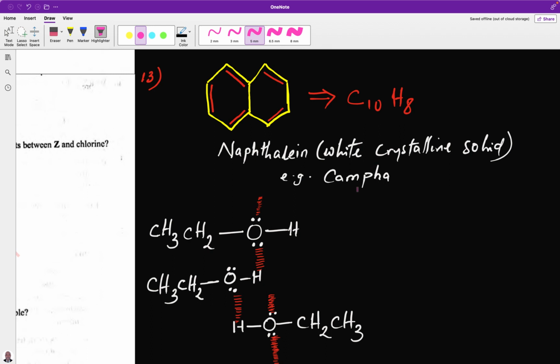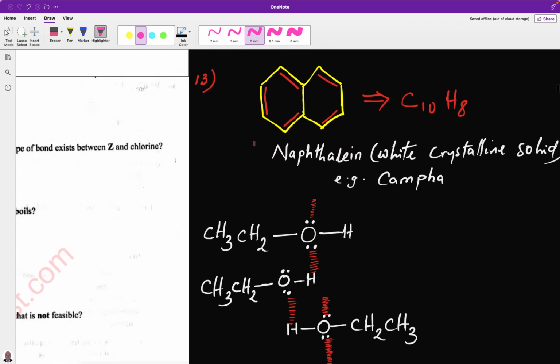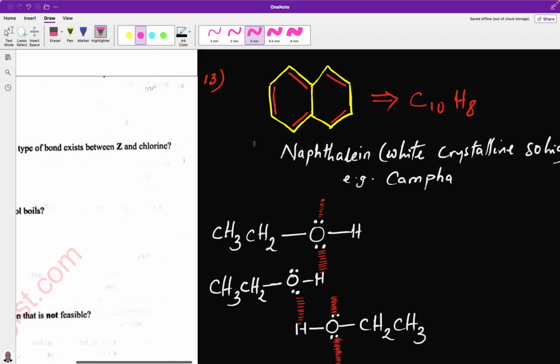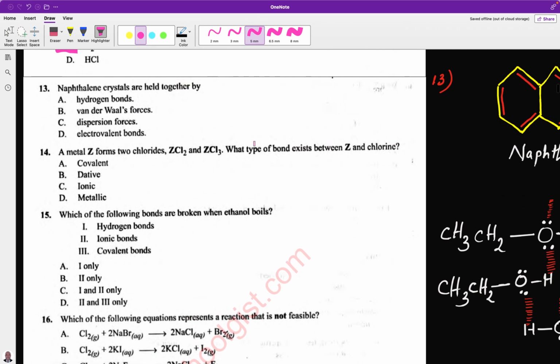An example of the naphthalene that we use in our common day is camphor. Camphor that some people may put among their clothes to deter maybe insects or something like that. Okay, now this is naphthalene. The question says, after knowing the structure of naphthalene, this is what the question says.